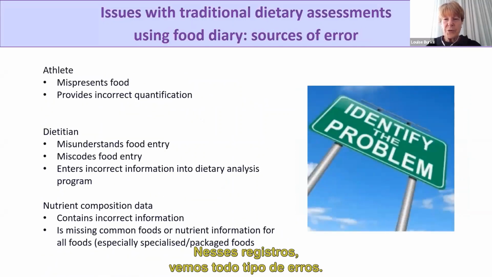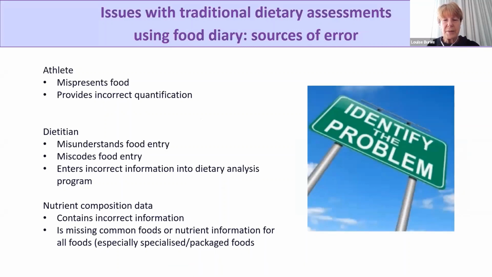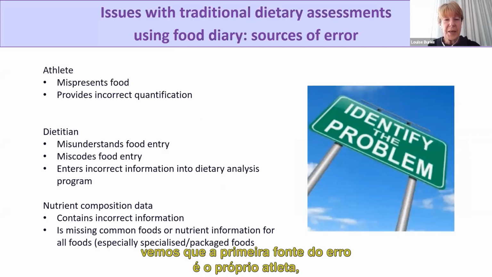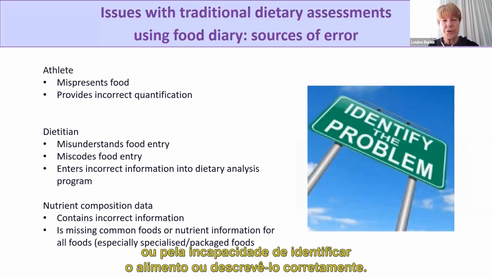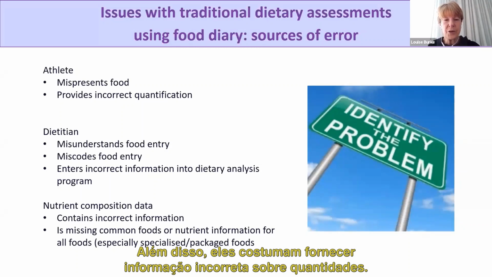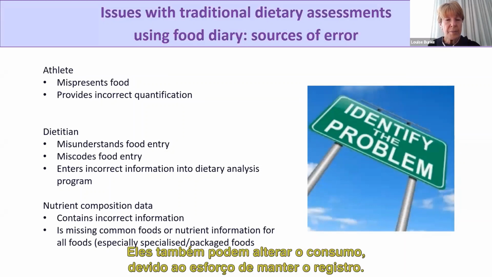But with these records, we said there's all different sources of error. And if we try and think about where these errors come from, because we want to try and reduce them, the first source of error comes with the athlete, where they're writing down food information that they may misrepresent. They don't know enough about the nutrition or food to be able to correctly identify the food or describe it well. And particularly, they provide incorrect information about the quantity that they consumed. They may also change their intake because of the burden of doing the record.